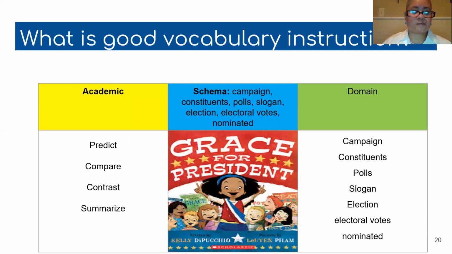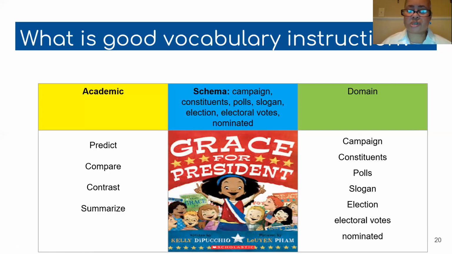Check your work. The academic language found in the bank would be predict, compare, contrast, summarize. These are terms that will be seen across content. However, a variance that I employed for these particular words is that in the book Grace for President, the words campaign, constituents, polls, slogan, election, electoral votes, and nominated are schema words for the text. It sets the stage for the book.